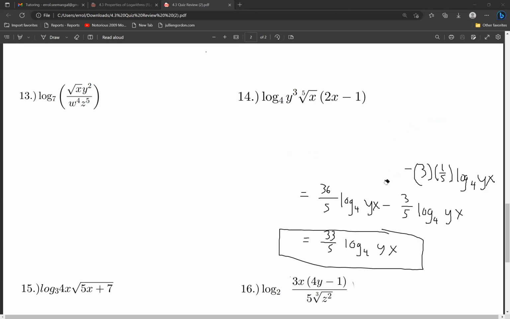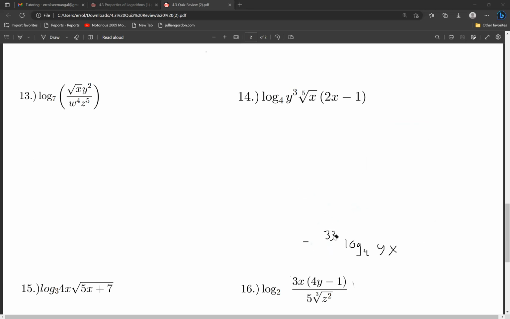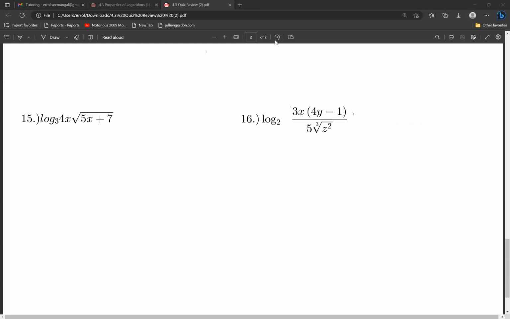These ones are just your properties. Just apply your three properties: your product property, your division property, and your power property. All right, 15. Okay, how can we do 15?